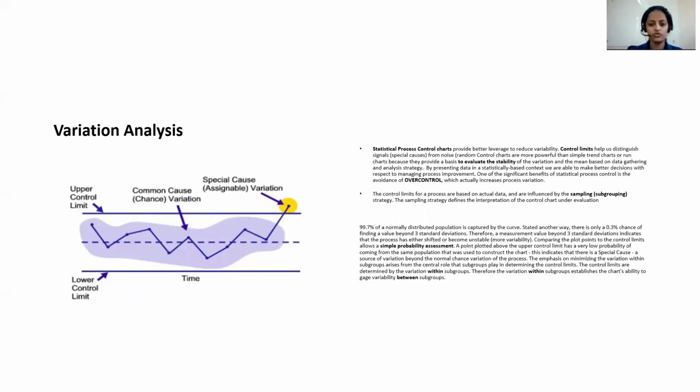So how exactly we do the variation analysis is through the statistical process control charts. There are many charts, and here we use a statistical software called Minitab. So using that software, we opt for the statistical process control charts, which are considered to be more powerful than the normal trend charts or any other charts. So to leverage the scale variability, this is the best suited chart. And control limits help us distinguish signals from the noise. The control charts are considered to be more powerful to evaluate.